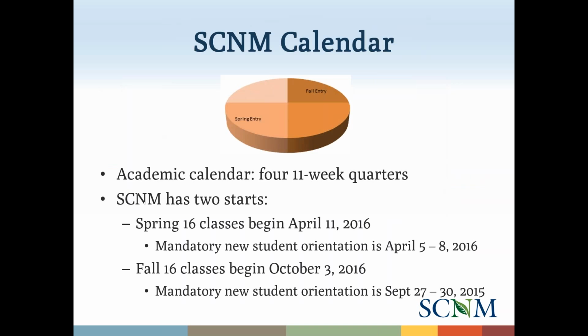To talk a little bit about our calendar, our academic calendar consists of four 11-week quarters. SCNM has two starts: a spring class, which begins in April, and a fall class, which begins in October. You're likely on this webinar because you realize that we're accepting applications for both the spring and fall classes.